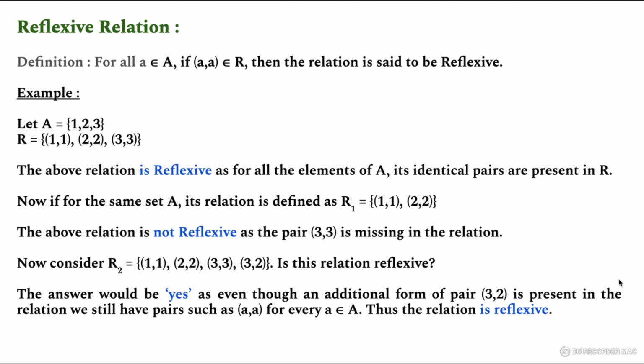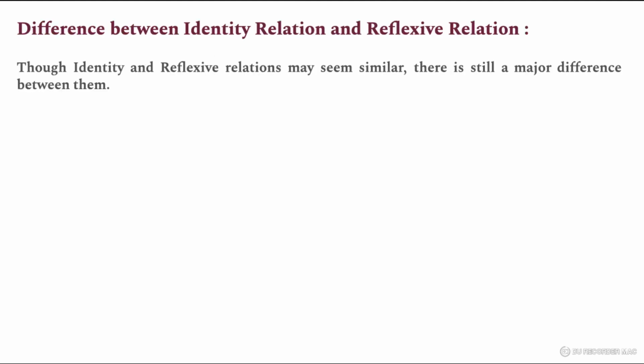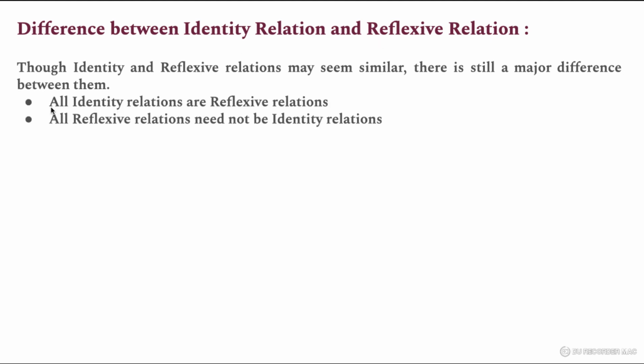You understand, right? There is a major difference between identity relation and reflexive relation. They both may seem similar, but there is a very major difference between them. Now let's see what is the difference. Point 1: all identity relations are reflexive relations, whereas point 2: all reflexive relations need not be identity relations. Now let's take an example.